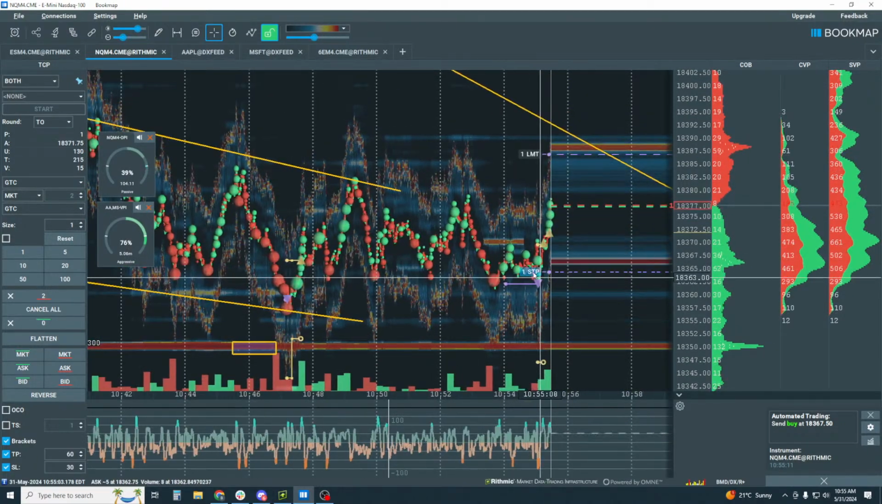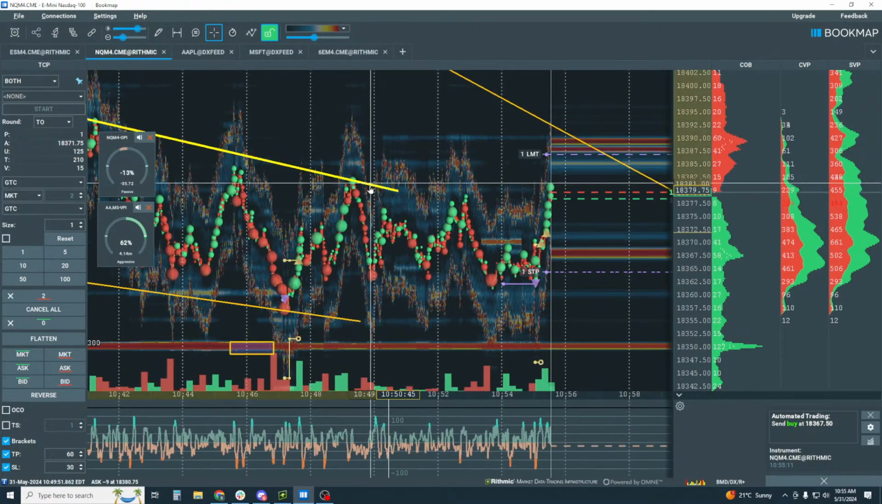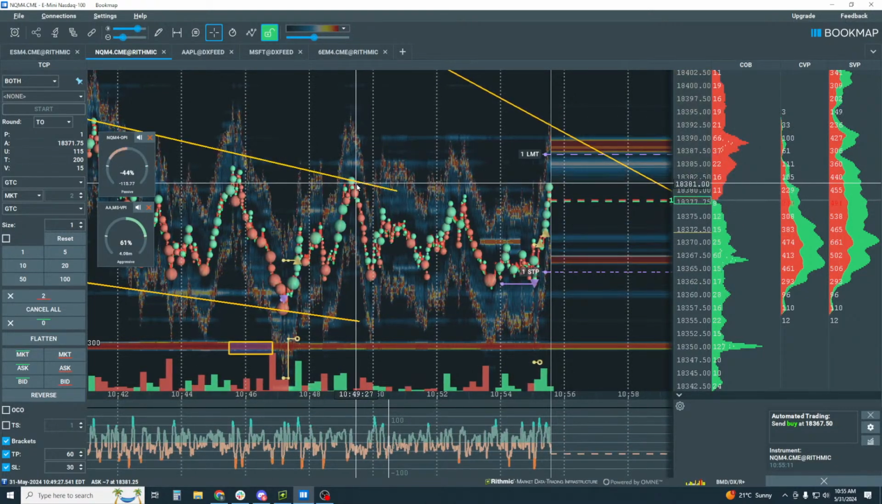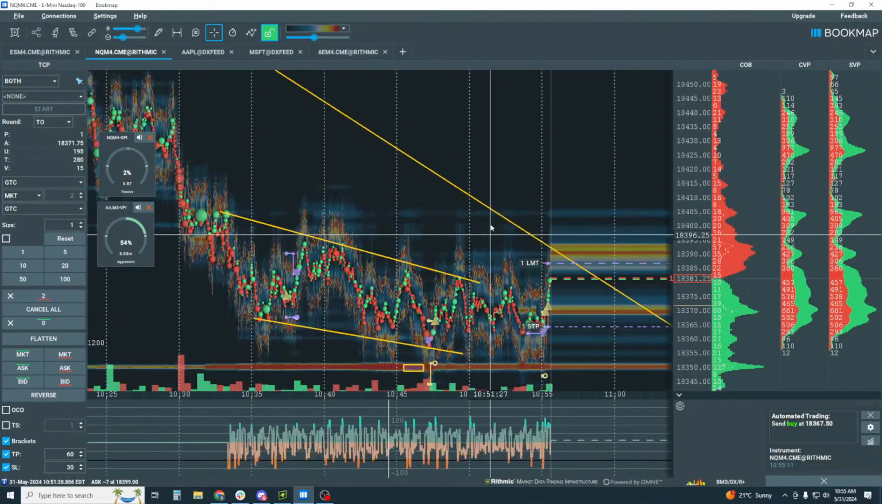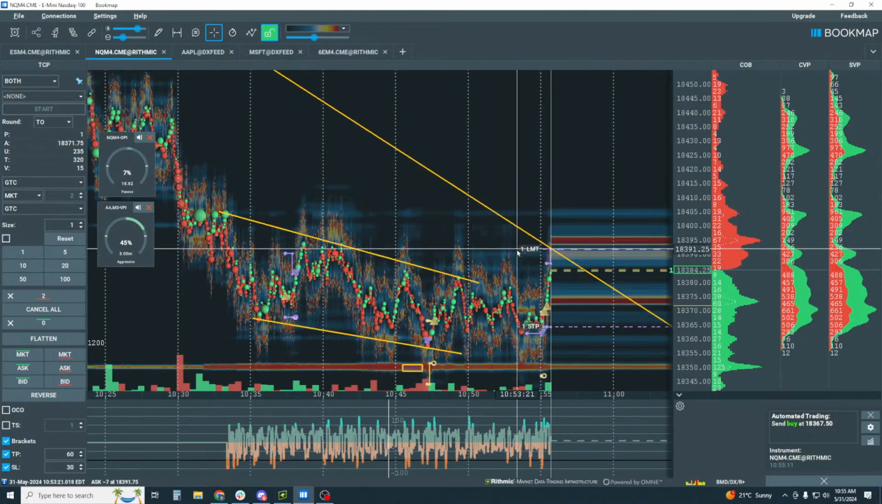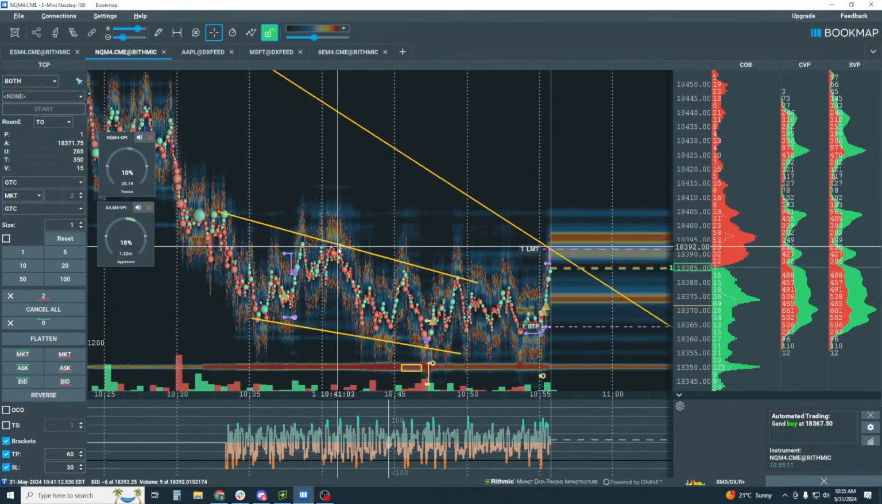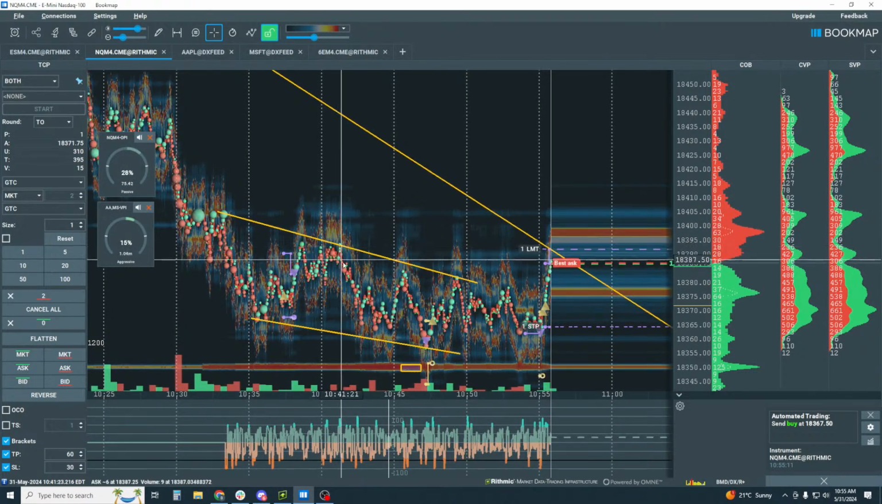So now we're seeing a rejection off of here. I'm actually looking for the break of this range up in here, not just the test here. I'm looking for a break. Okay, so where's the next stop? Maybe up here. Let's move our take profit up there. Okay, so we're looking for the move up to here now. Okay, it looks pretty good.